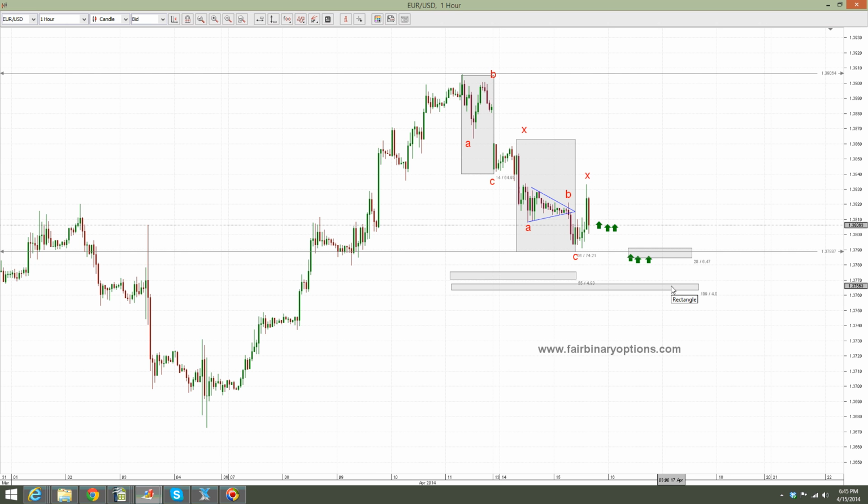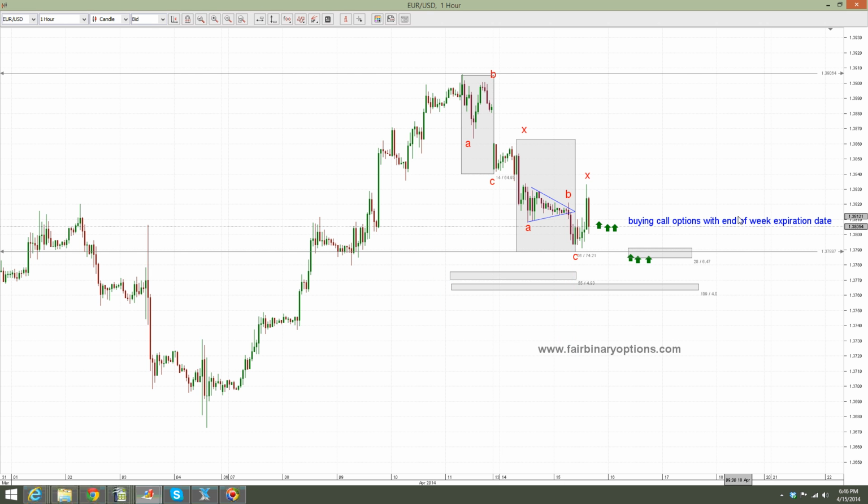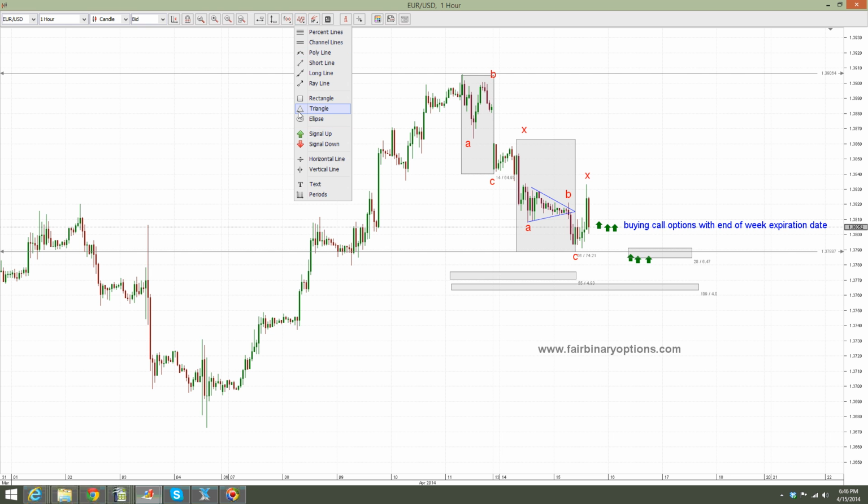Now, let's write on the screen what's the outcome here and what we are expecting. Well, we are looking at buying call options. So buying call options with end of week expiration date at this current level. So this is the first thing to do. And the second thing that I would like to do here is to buy call options if price comes into the 137.88 area again, because it means a triple combination, not a double combination.